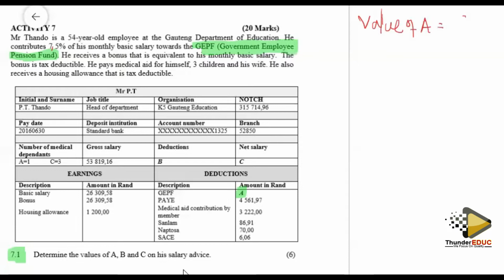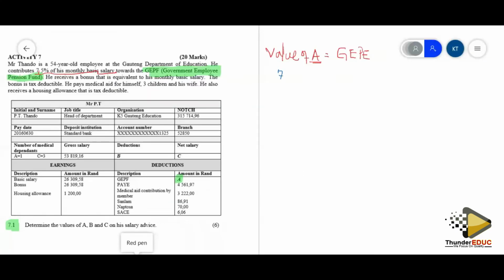which is the GEPF, how are we going to get it? They've already told us in the scenario here that it is 7.5% of the monthly basic salary. So we shall come here and we shall say 7.5% times the basic salary. I'm picking it from the question here, around here.